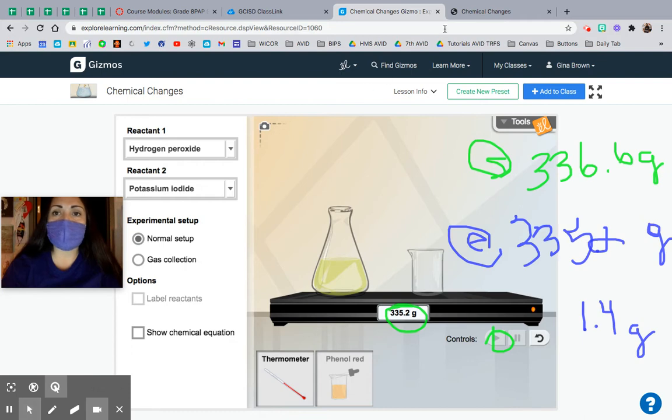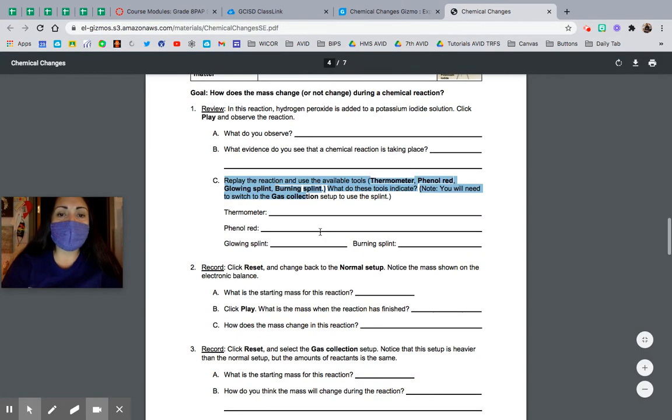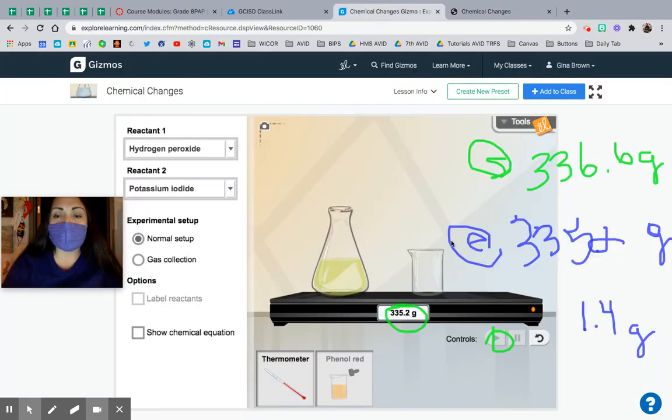So if I go to my paper, y'all are going to notice that it says click Reset. What's the starting mass? Click play. What's the mass when it finished? And why do you think this happened? So kind of keep that in mind.